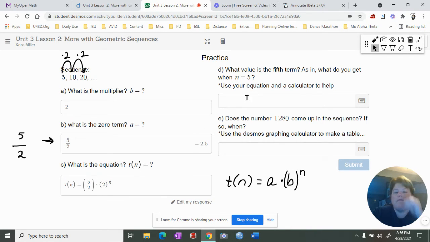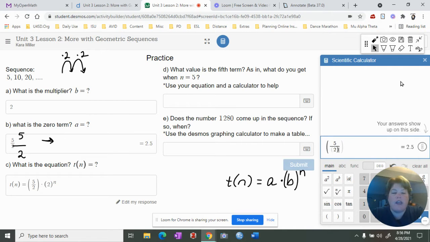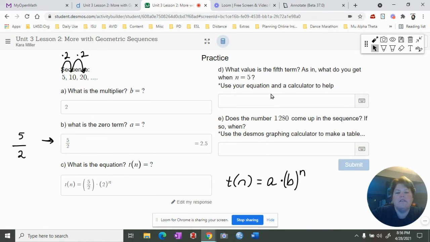Okay, what value is the fifth term? As in, what do you get when n equals 5? All right, so I'm going to pull up my calculator. And our equation, T of n equals 5/2 times 2 to the fifth. So I'm going to do 5/2 times 2 to the fifth power, and we get 80. Okay, so here I'm going to type in 80. And does the number 1,280 come up in the sequence? If so, when?